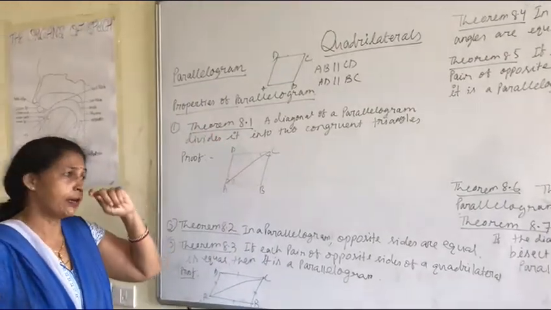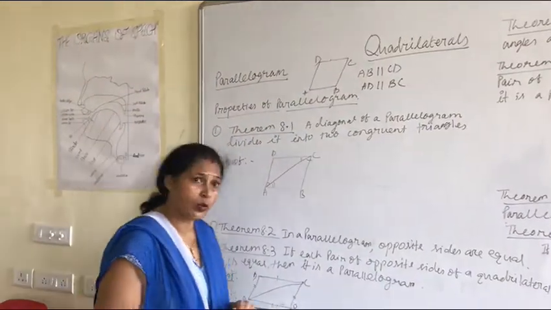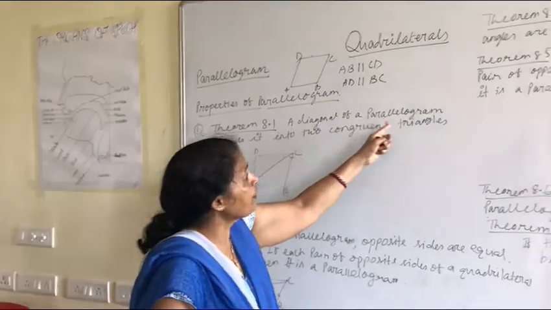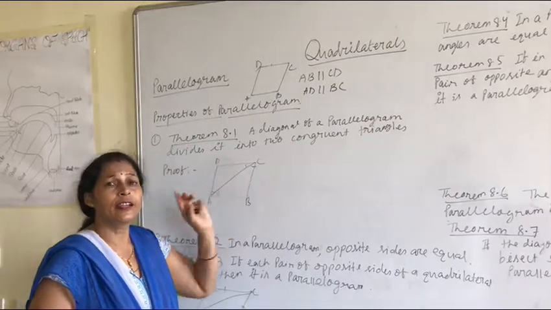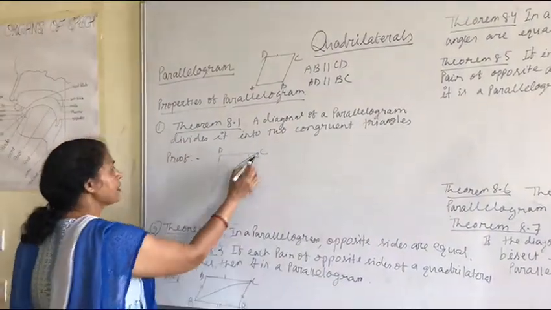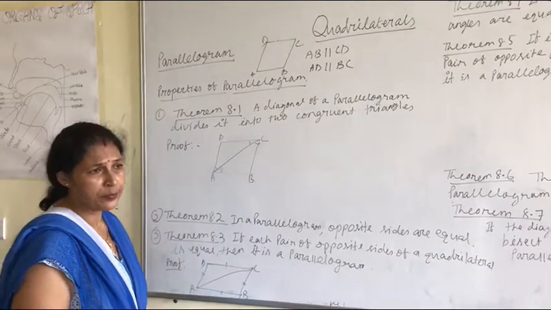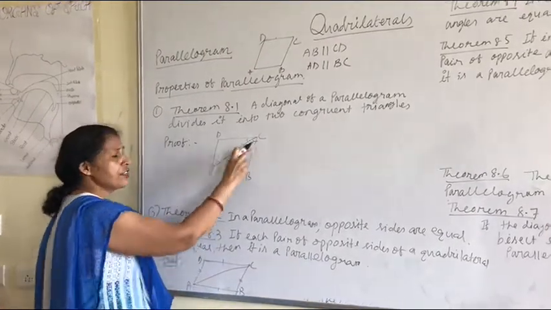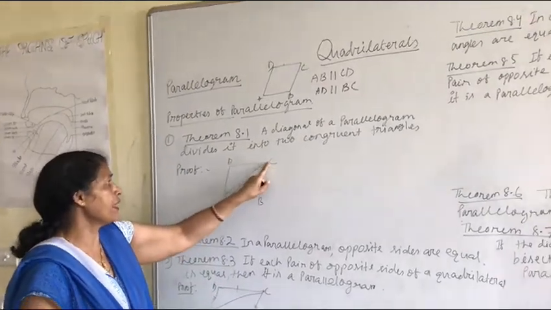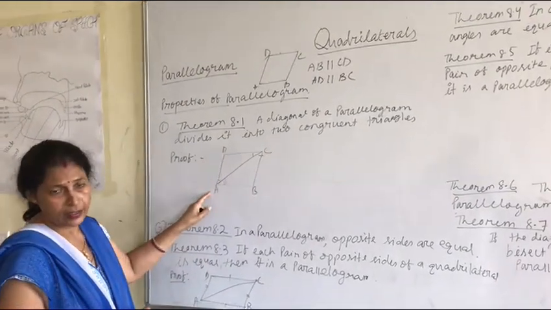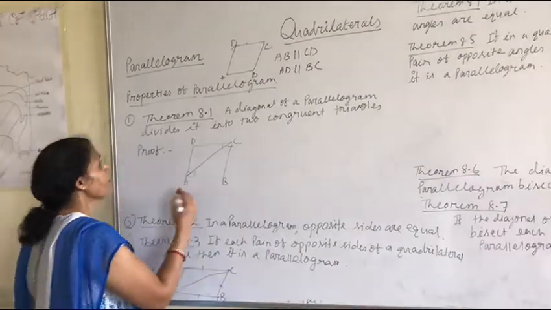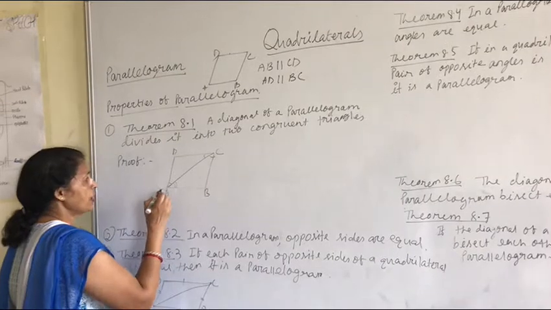Theorem 8.1, your first theorem: a diagonal of a parallelogram divides it into two congruent triangles. Let's prove it. Suppose ABCD is a parallelogram. Join AC, the diagonal. Now you have to prove that triangles ABC and ADC are two congruent triangles. So I just put the symbols.